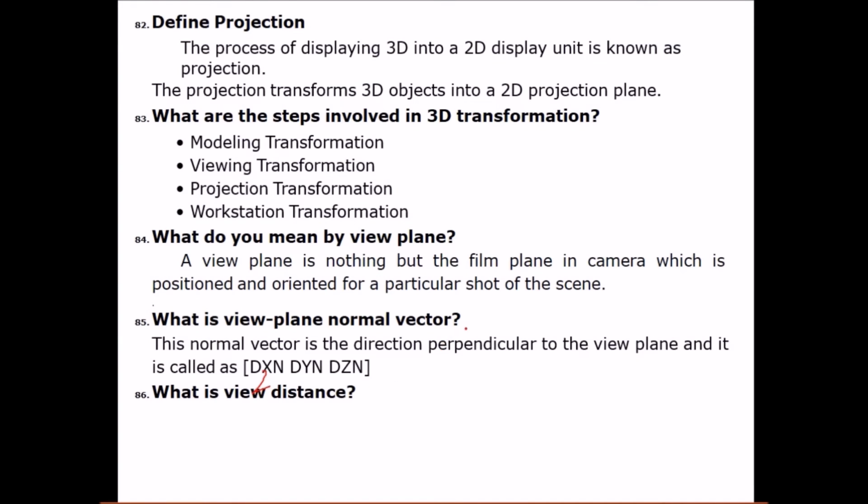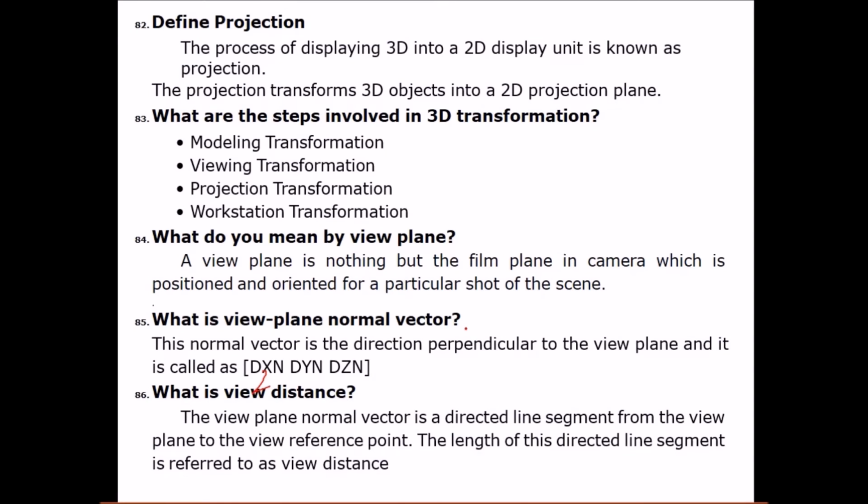What is the view distance? The view plane normal vector is a directed line segment from the view plane to the view reference point. The length of this directed line segment is referred to as the view distance.